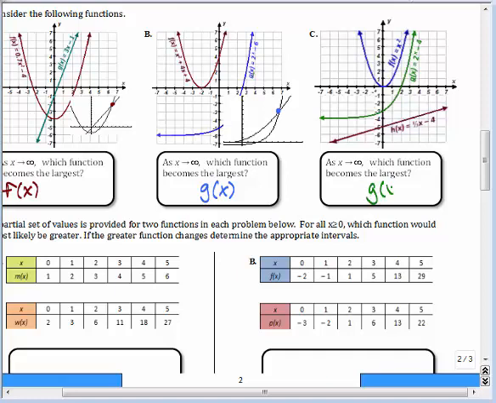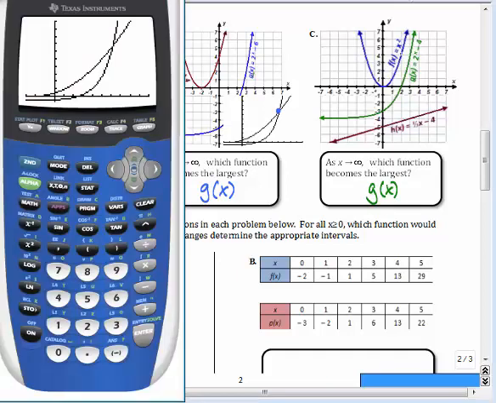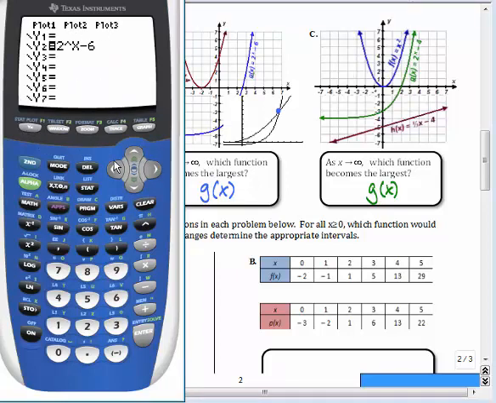So I'm going to guess that it's g of x, but if we graph these and verify that it does actually become the top function, we can just type these in really quick. My choices are x squared, 2 to the x minus 4, and it looks like 1/3 x minus 4.